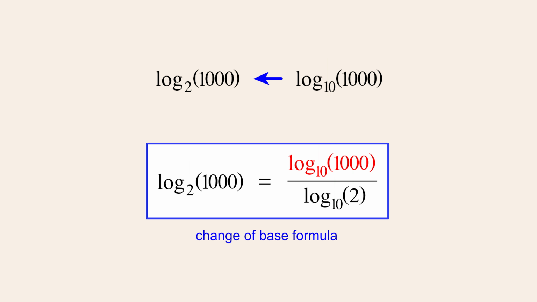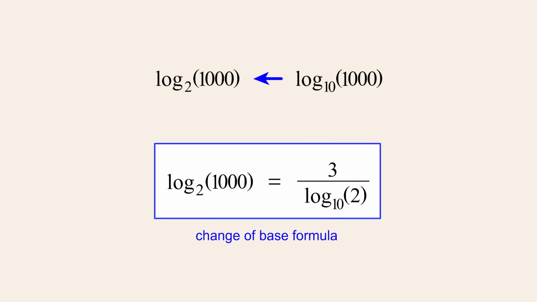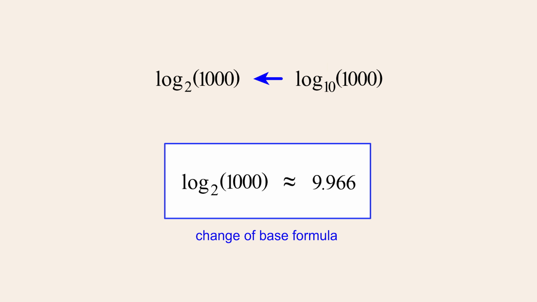We know that the base 10 log of 1000 is 3 since 10 cubed is 1000. And most calculators with a log function can tell us that the base 10 log of 2 is approximately 0.301. 3 divided by 0.301 is approximately 9.966. So using the change of base formula, we have converted the base 10 log of 1000, which is 3, to the base 2 log of 1000, which is approximately 9.966.